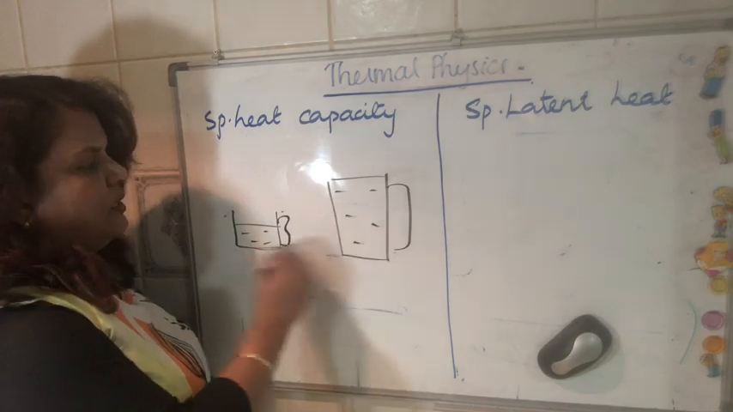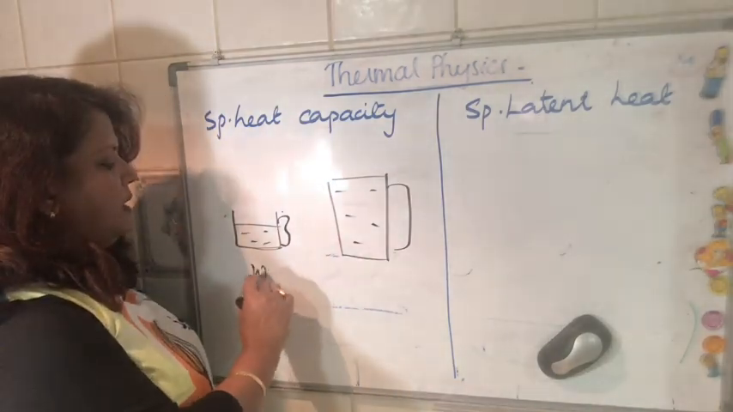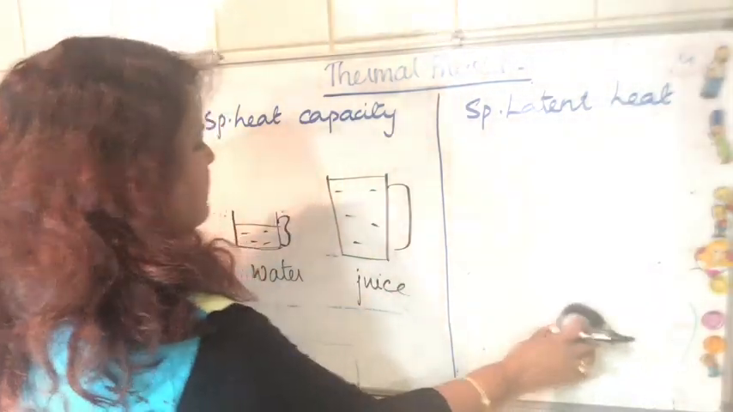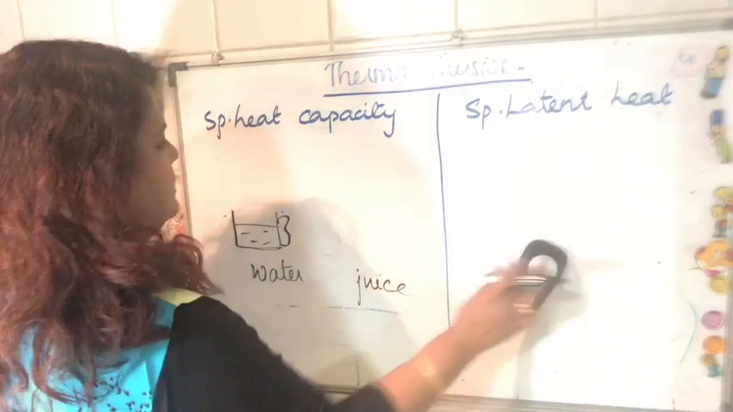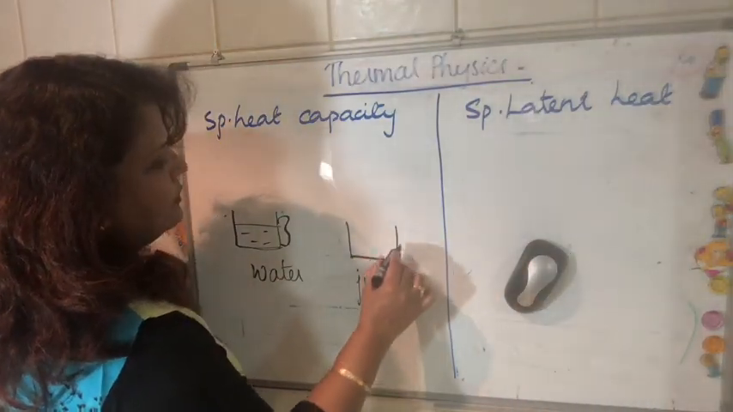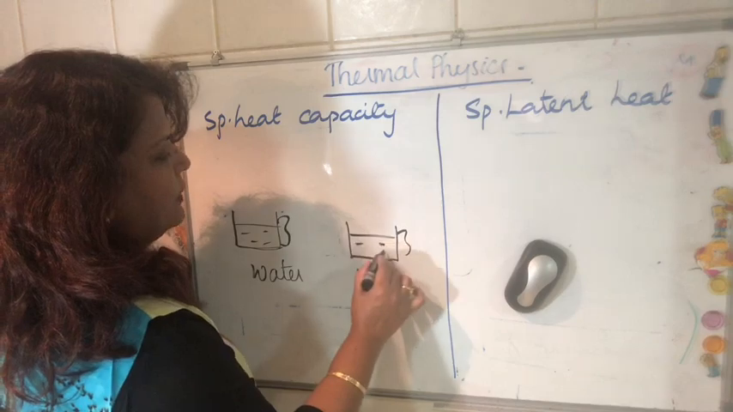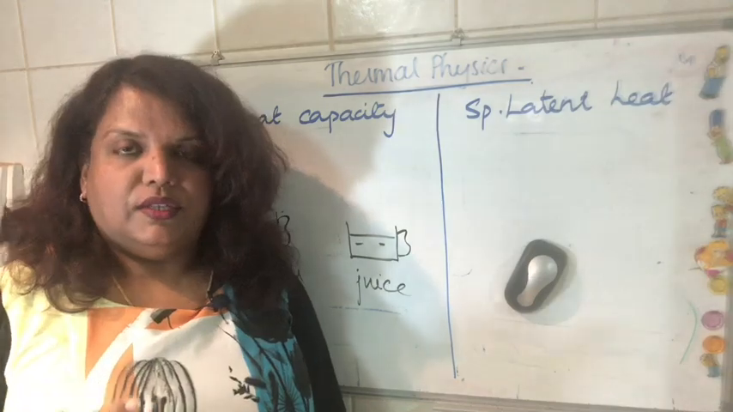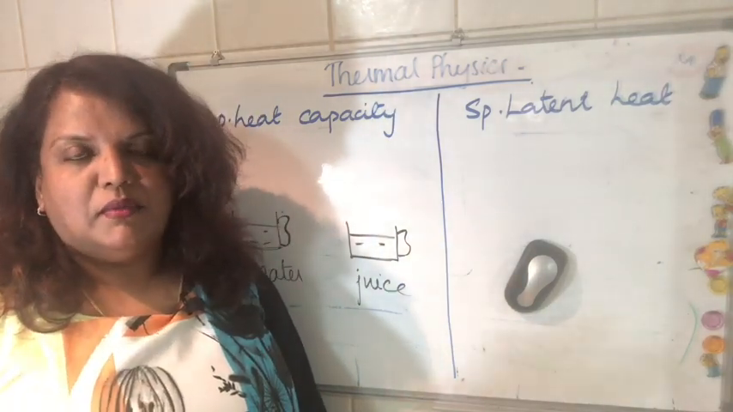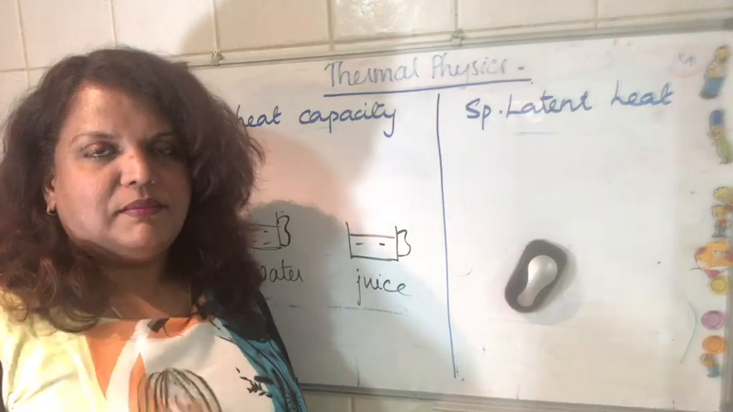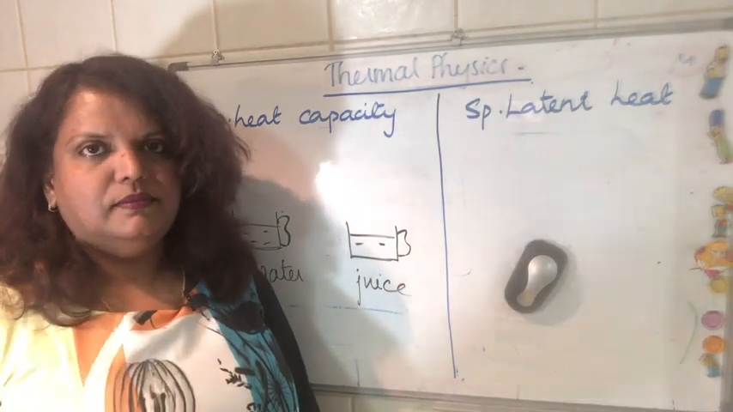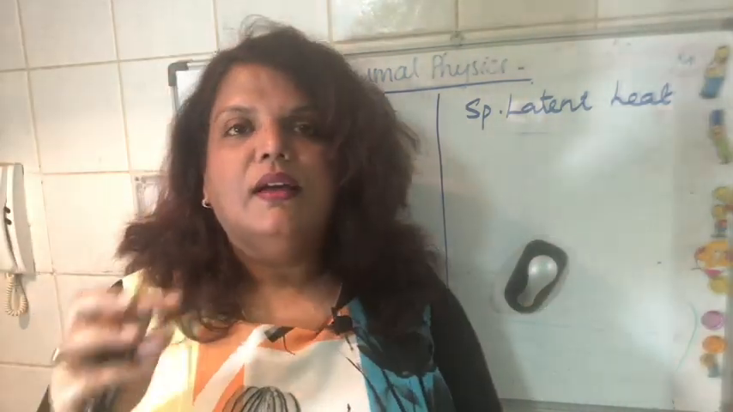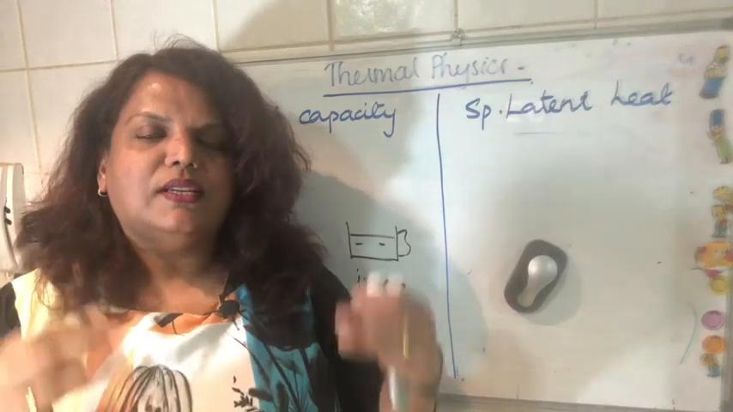Now, earlier I said both are the same liquid. Imagine this to be water and here I've taken some random juice. Say I have a similar mug with the same amount of liquid. Here the amount of liquid is the same, but the liquids are different. Will they require the same amount of heat to increase the temperature by 1 degree Celsius? No, right?